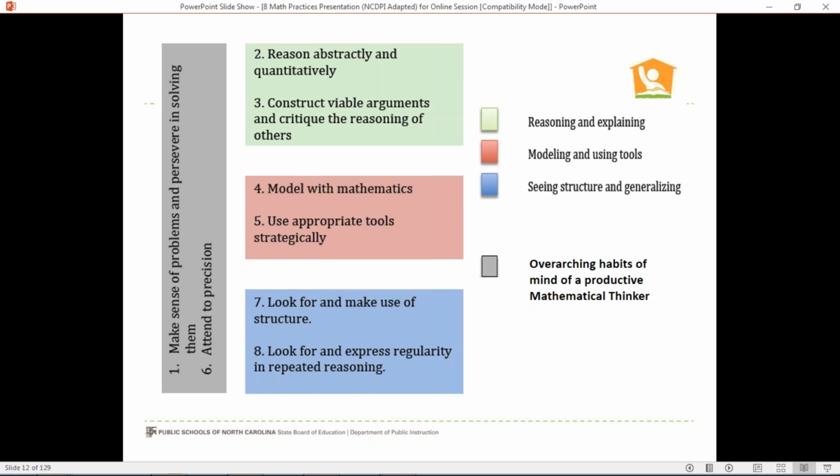So when I look at the other 6 standards, they all require kids to use standard 1 and 6. They all require kids to persevere, right? If I just look at a problem and say, I don't know how to do that, it doesn't matter if I can use tools strategically. It doesn't matter if I'm looking for structure. I'm not persevering. I'm going to hit a block and I'm going to stop. Right? And then if I'm not attending to precision, then it's really unlikely, right, that I'm going to be able to do something like math practice 8. Right? It's going to be really unlikely that I'm going to look for regularity or look for repeated reasoning.